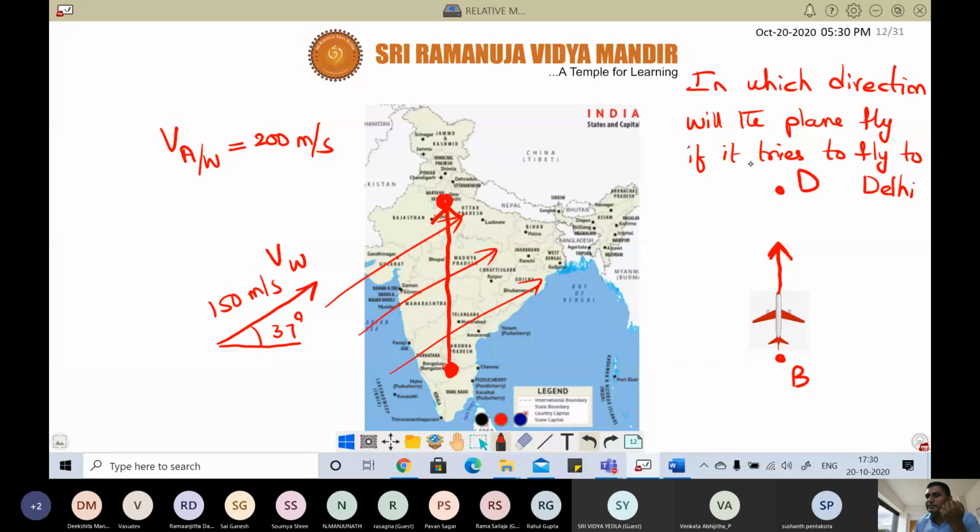Now his effort is towards which side? His effort is towards Delhi, but he will land somewhere else. So in which direction will he go? That is what we have to find out. How to find that out? Same method. Can anybody tell? Triangle, correct. So here also, first we'll resolve the velocity of wind into two components.